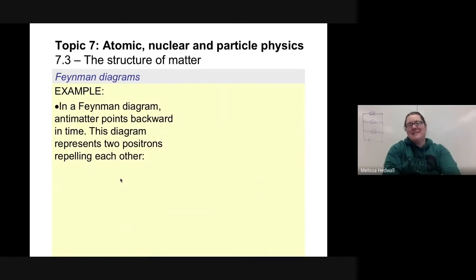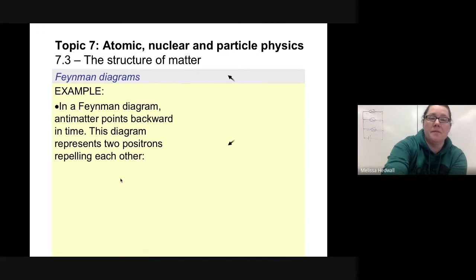So here's where it gets goofy with our arrows. In Feynman diagrams, antimatter points backward in time. It does not mean it's going backward in time. It's just an indication that it is an antiparticle instead of a regular particle. So the arrow is pointing backward, but time is still moving forward. Again, it's sort of goofy with what we have going on here.